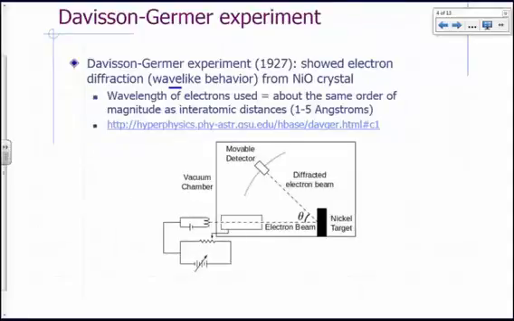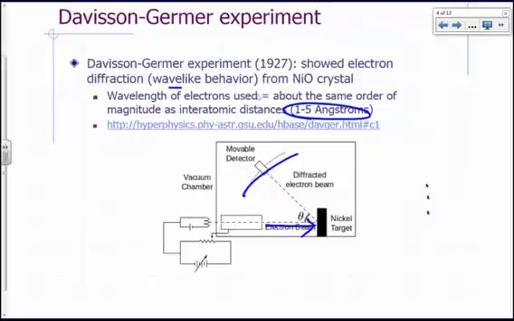crystals. What they did is they fired an electron beam on a nickel oxide crystal, and they have a movable detector here, and based on what they observed, they were able to show that the electrons do in fact demonstrate a diffraction pattern. The wavelength of the electrons used for this experiment is comparable to the typical distances between atoms in a crystal. Atoms are as close as possible in a solid, right? Typically that distance is around 1 to 2 angstroms. So with the electron beam that they used here, having a wavelength of about 1 to 5 angstroms, they were able to see a diffraction pattern.